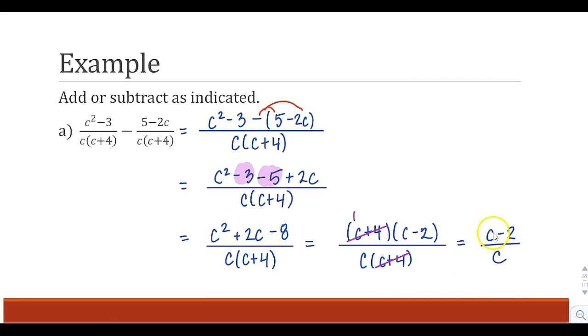Remember, I cannot cancel this c and this c. They aren't factors. So I have c minus 2. These aren't being multiplied. So I'm not allowed to cancel the c and the c. So this is my final answer.